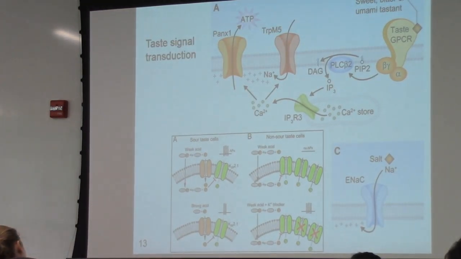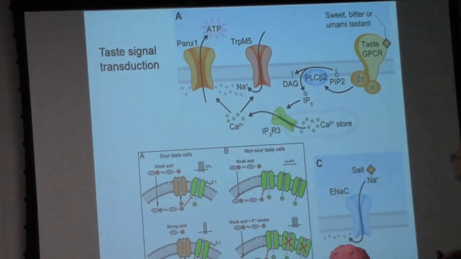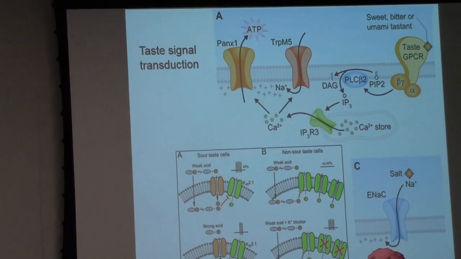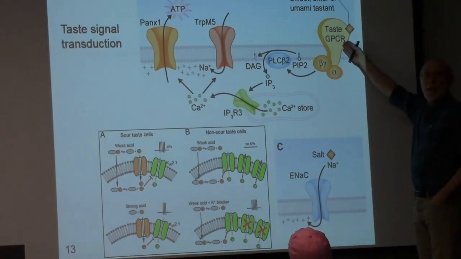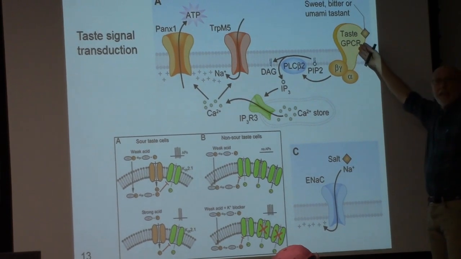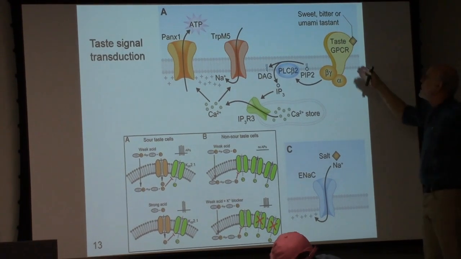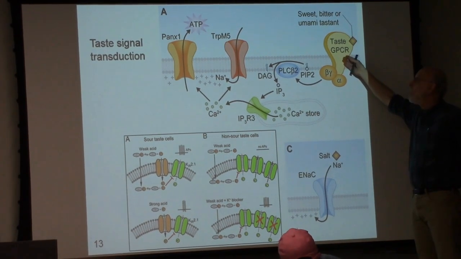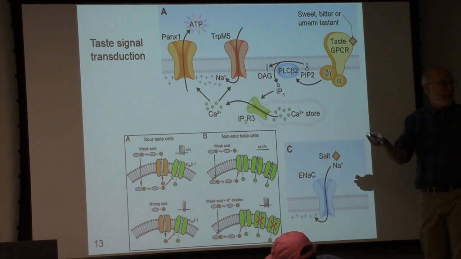So let's go through the modalities, or the mechanisms, of how we sense taste. Okay? I'll start with the easiest one first. What I hope is the easiest one first. Sweet, bitter, or umami activate different GPCRs. So there's a sweet GPCR, a bitter sensitive GPCR, and a umami sensitive GPCR. They're all lumped together because after that the story is the same.